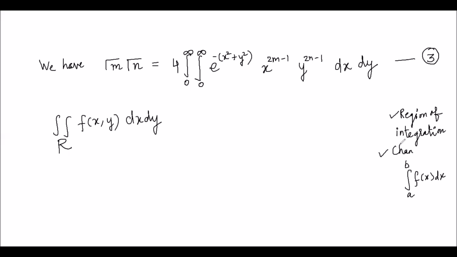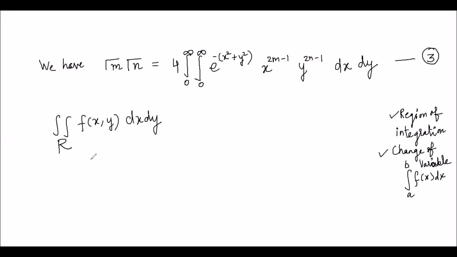So here, for evaluating the double integral present in the third equation, we will be changing the variable. We will be assuming x as r cos theta and y as r sin theta. This means we are shifting from the Cartesian coordinate system to the polar coordinate system. So we will be using this change of variable.